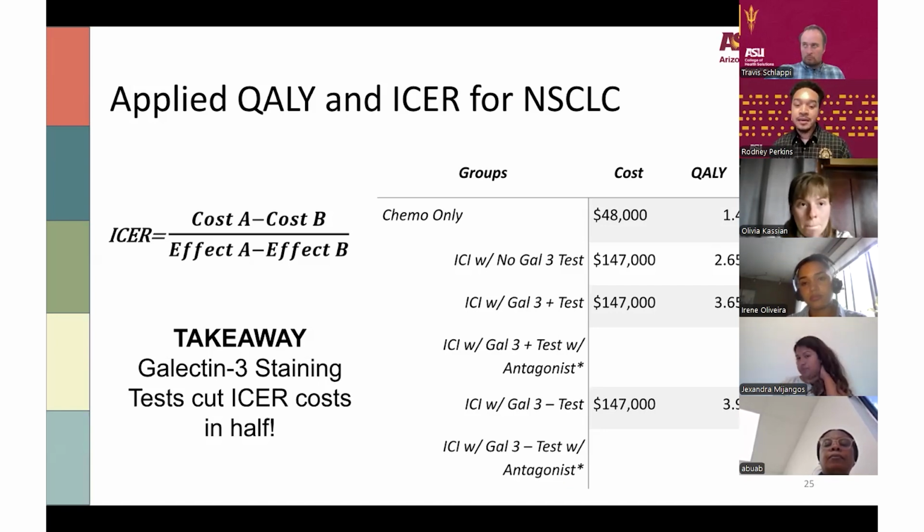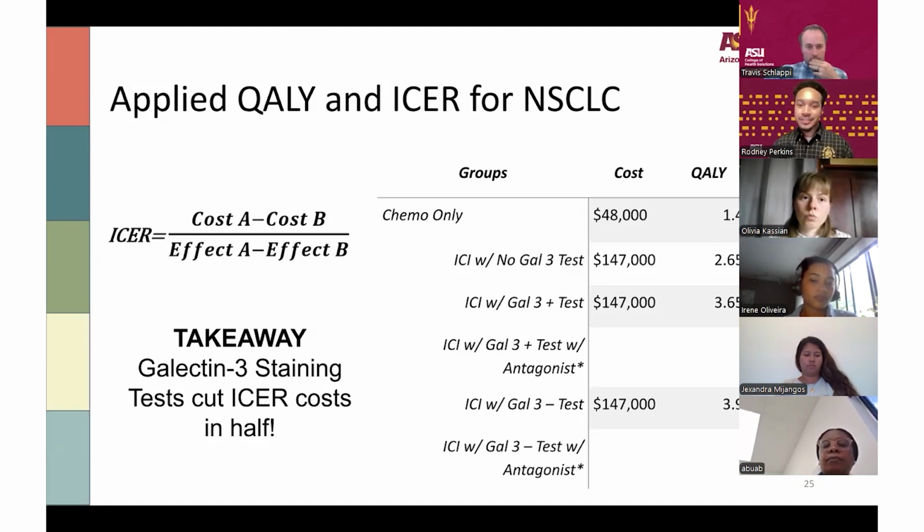Now, when we look at patients that have done an ICI with galectin-3, who have taken a galectin-3 test and come out negative, they have an ICER value of $39,000 and a quality of 3.9. The main takeaway from this is that the galectin-3 staining test incorporation is going to cut ICER costs in half, basically, right? So when we incorporate a galectin-3 test, we are practically cutting the amount of money it takes to give this patient more quality life, right?